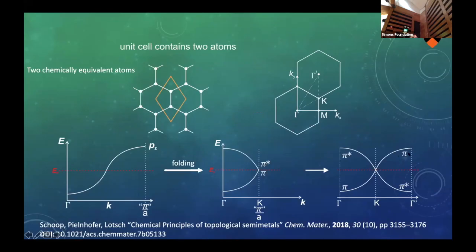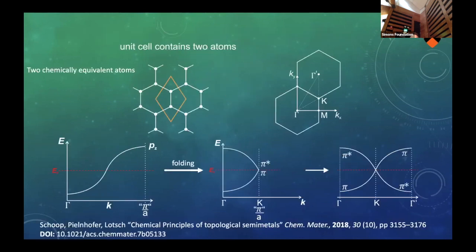And then if we extend drawing the band structure to the next Brillouin zone, we would get this band structure with an inversion between pi and pi star. Of course, this is a very qualitative, I don't even want to call it model, let's say argument, but I think it qualitatively describes the band structure of graphene.